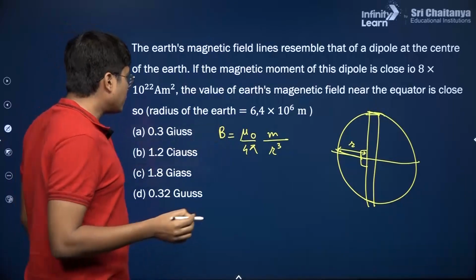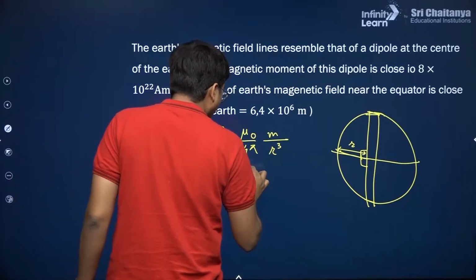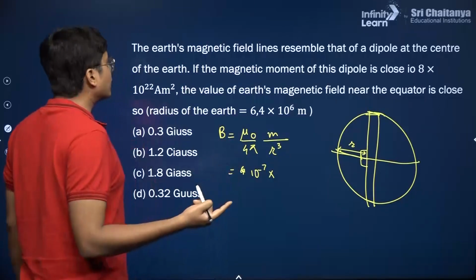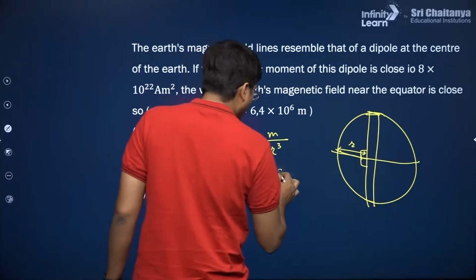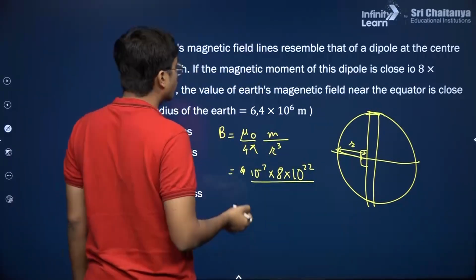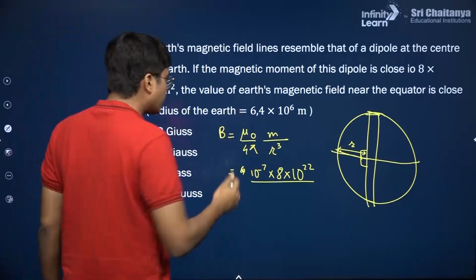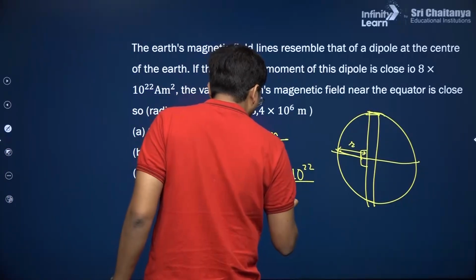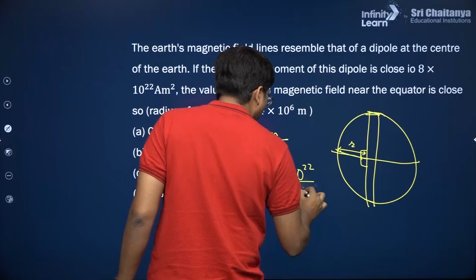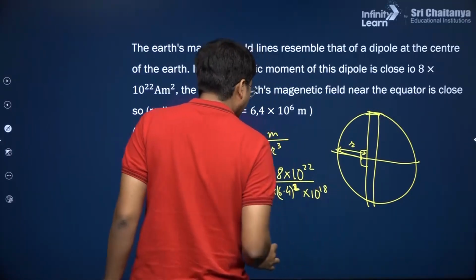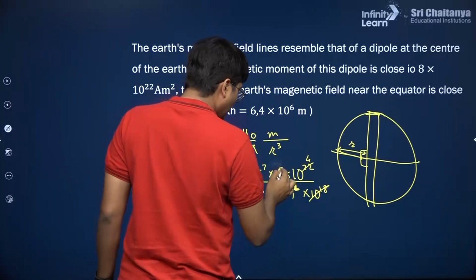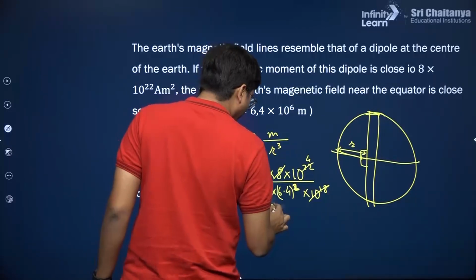Okay, so we can put in all the values. Mu naught is 4 pi into 10 to the power minus 7 divided by 4 pi just gives you 10 to the power minus 7, multiplied with the magnetic moment provided as 8 into 10 to the power 22, divided by r cube. Radius of the earth is 6.4 into 10 to the power 6, so I write it as 6.4 cube, 6.4 square into 10 to the power 18. Now this 10 to the power 18 we can cancel to leave 10 to the power 4 out. This 8 we can cancel over here to give us a 0.8.